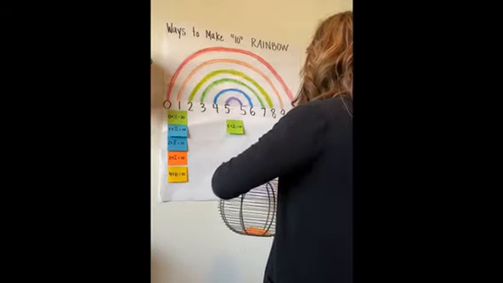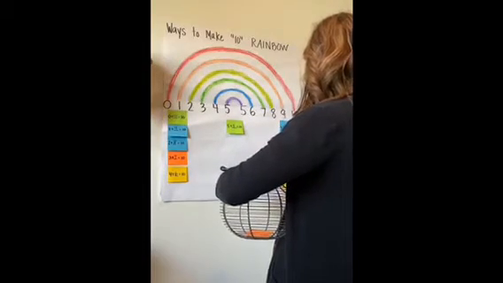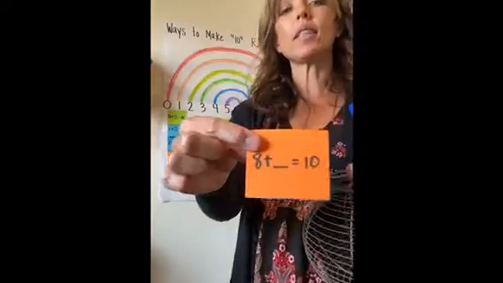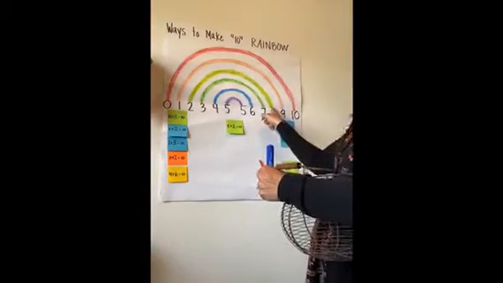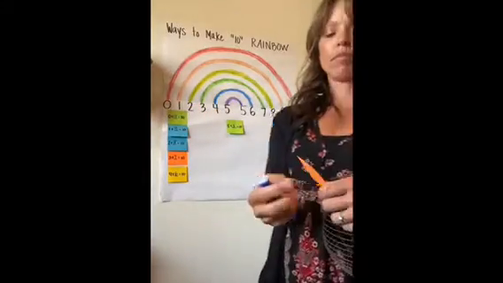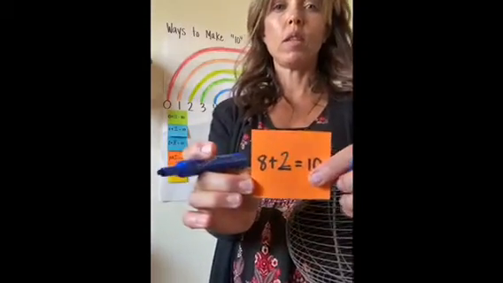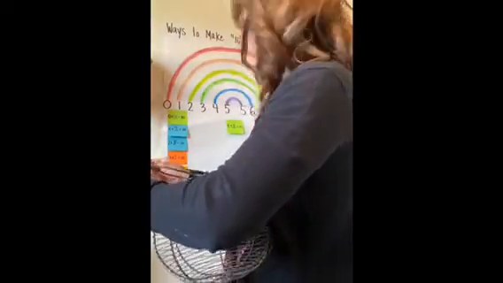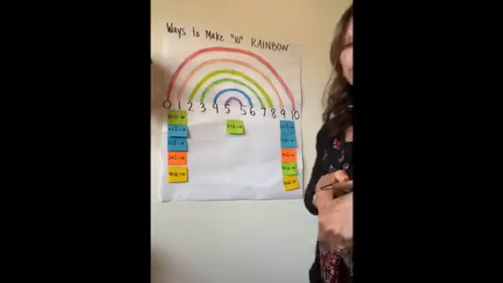And last one is going to be the only one that's left. 8 plus blank equals 10. Find your 8. Trace your rainbow. 8 plus 2 equals 10. 8 plus 2 equals 10. And there you have it, my friends.